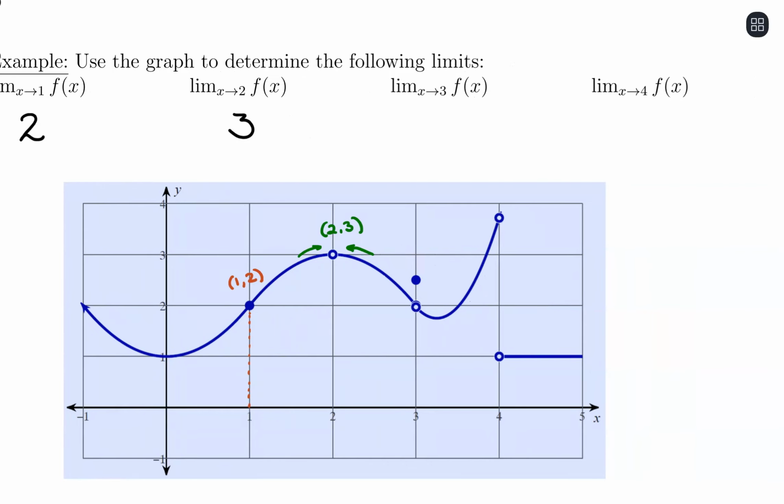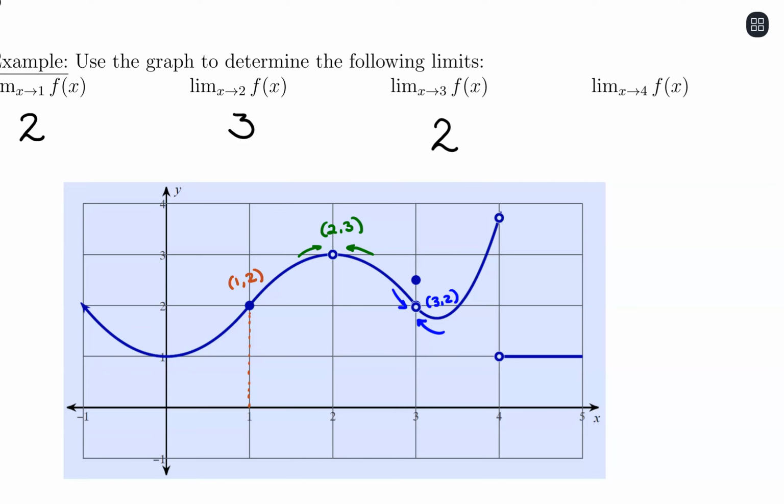Then the limit as x approaches 3, so we have a hole here. The hole is occurring at 3, 2, but then we do have a defined coordinate at 3, 2.5, but that defined point isn't connected to our graph. Again, it's all about what we're approaching from the left and right. So we're approaching that y value of 2. So that would be the limit, not the 2.5.